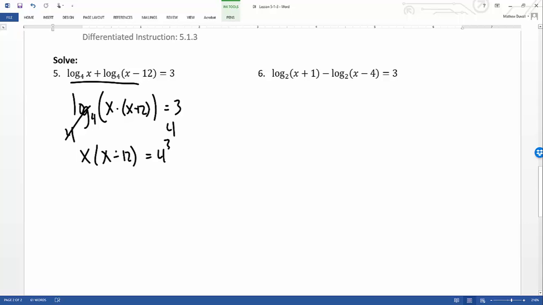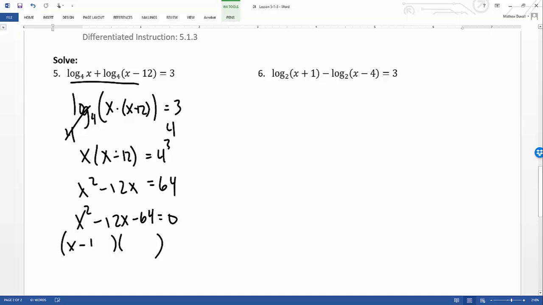And now you just need to solve that. So that's going to equal 64. That's x squared minus 12x minus 64 on both sides. So now that looks like that's going to factor, it's going to be x minus 16, x plus 4. So that x will equal 16, x equals negative 4.